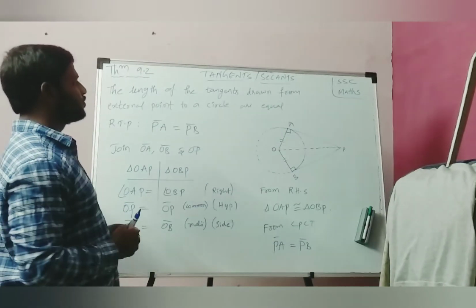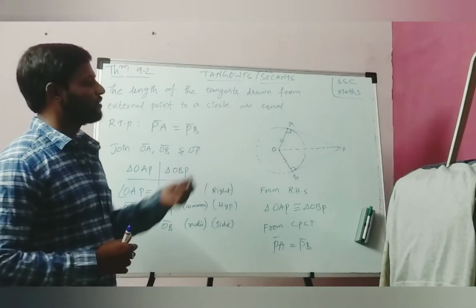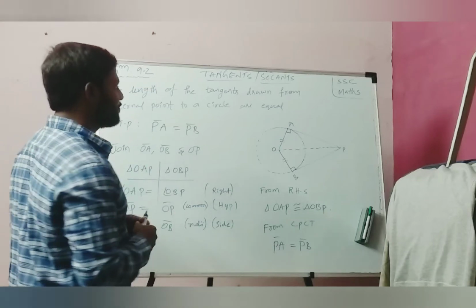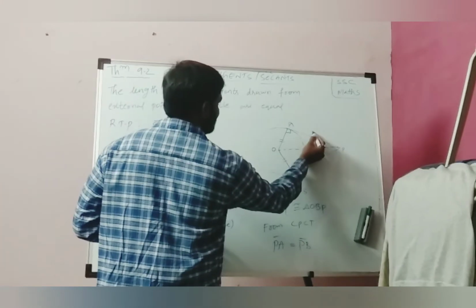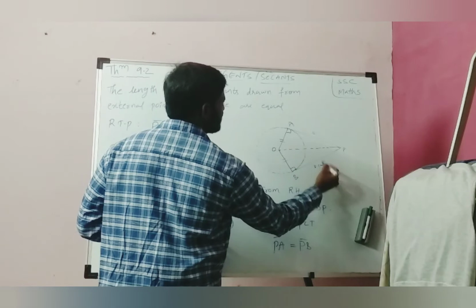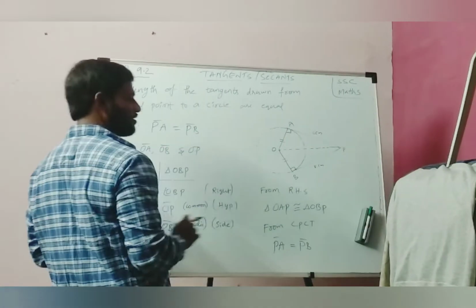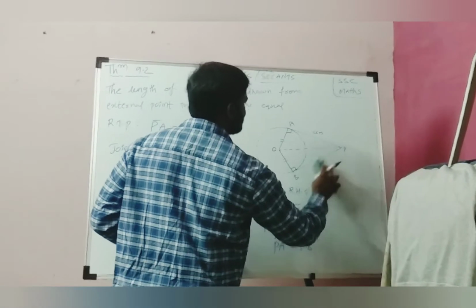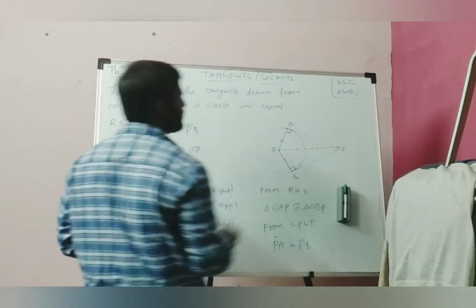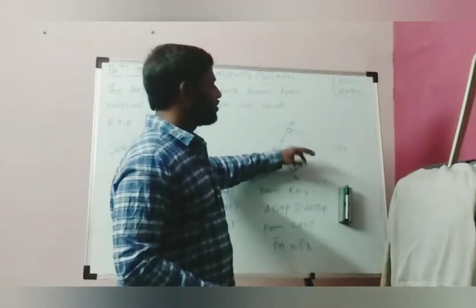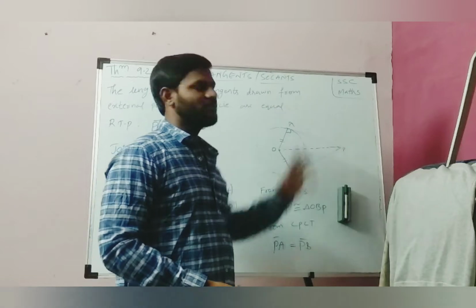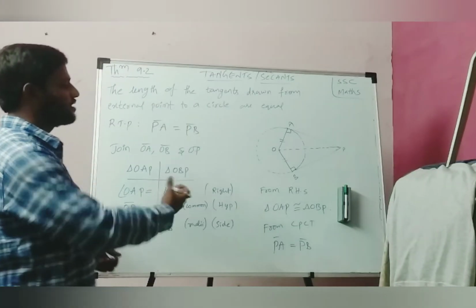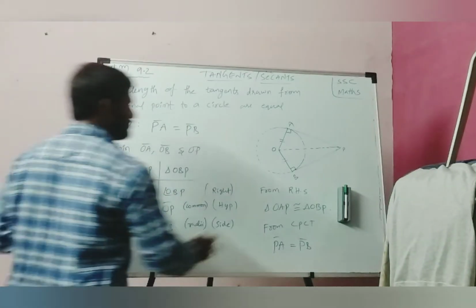So this is a method to prove that the lengths of the tangents from an exterior point are equal. If this is 8 centimeters, this length is also 8 centimeters. So for any circle, if you draw tangents from an external point, these two tangents are always equal. Using this theorem, now we will see how to solve the problems.